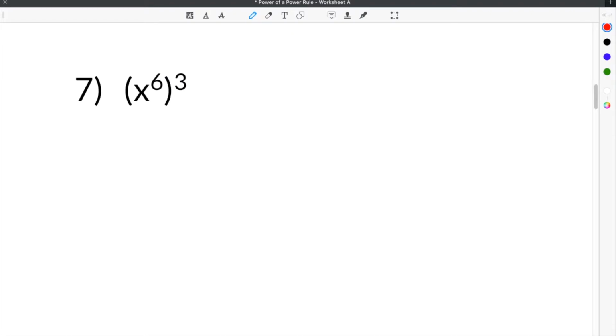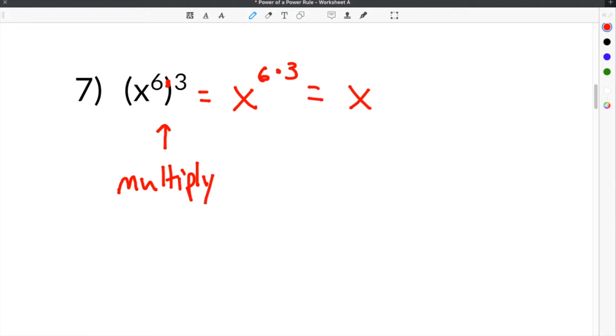Now that we know the shortcut for the power of a power rule, we can go ahead and do a couple other practice problems. In the case of this problem, we have x to the 6th raised to the 3rd power. Now I told you anytime you have a parenthesis in between two exponents, that means you're going to multiply the exponents. So this is like saying x to the 6th times 3, which would be x to the 18th power. And that's going to be your answer.